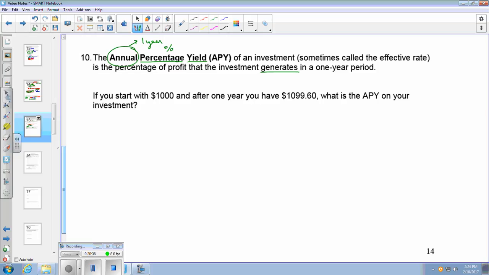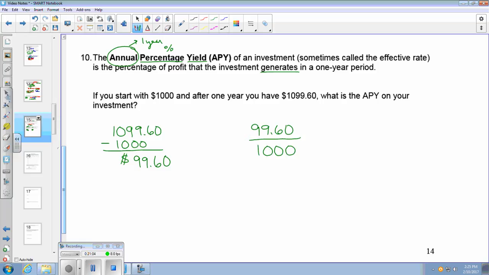We can use our percent change formula. If we take $1,099.60 and subtract the original amount or principal, we find you earned $99.60. You can think of this as your yield. But now we want it in percent form, so we take that increase and divide it by the amount you started with. That gives us 0.0996, or 9.96% for our annual percentage yield.